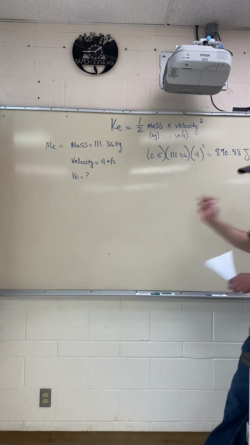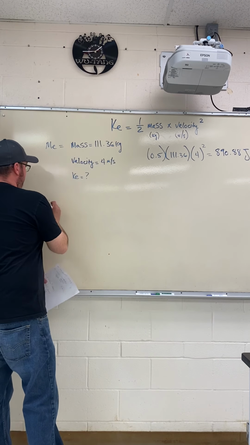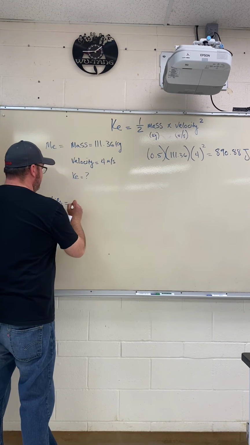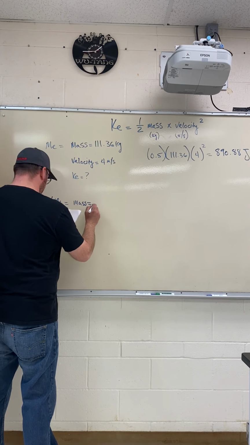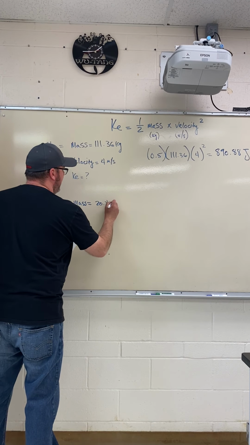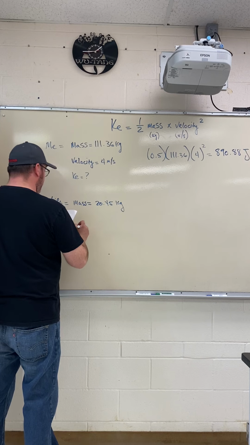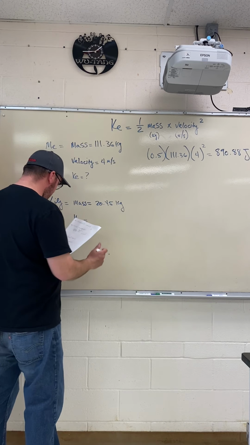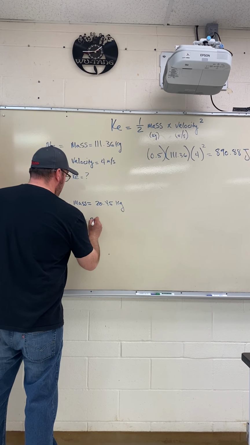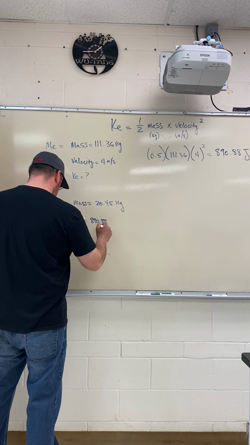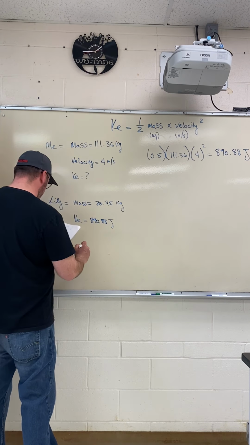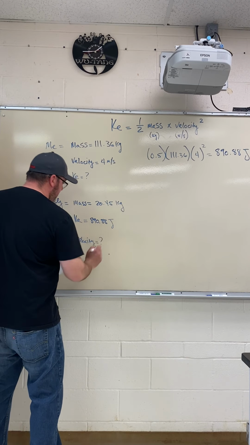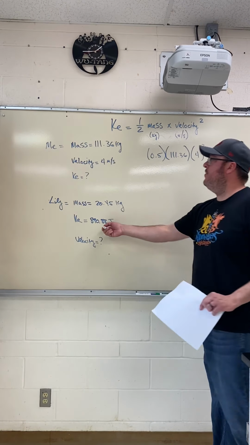But let's bring Lily back into this because she's got her own longboard and she's learning and she likes to go fast. So let's say I put her mass in at 20.45 kilograms. And she's going to have the same amount of kinetic energy as me. So she wants to be able to have that same overall output. So she's going to have 890.88 joules, but we don't know her velocity. So how fast does my daughter have to be going to have the same amount of kinetic energy as me?